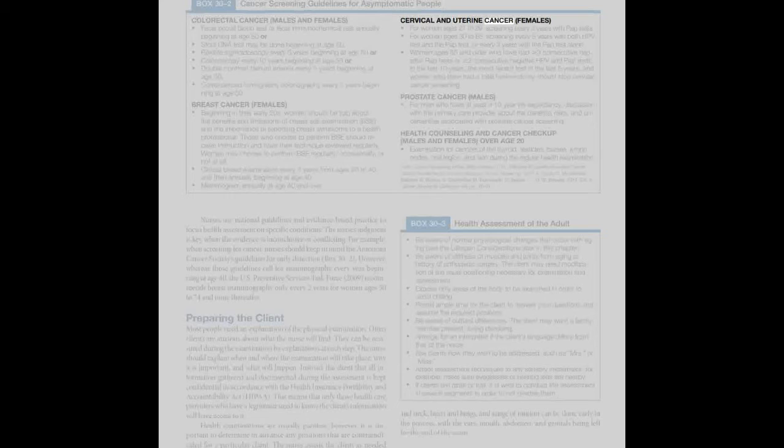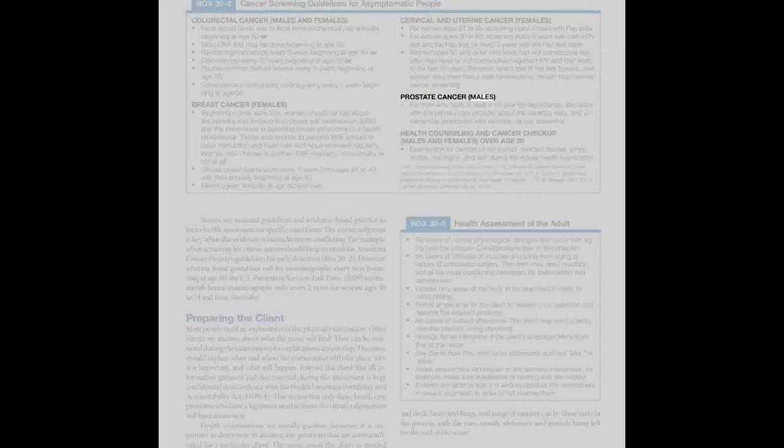Cervical and uterine cancer, females, for women ages 21 to 29, screening every 3 years with Pap tests. For women ages 30 to 65, screening every 5 years with both HPV test and the Pap test, or every 3 years with the Pap test alone. Women ages 65 and older, who have had greater than or equal to 3 consecutive negative Pap tests, or greater than or equal to 2 consecutive negative HPV and Pap tests in the last 10 years, the most recent test in the last 5 years, and women who have had a total hysterectomy should stop cervical cancer screening.